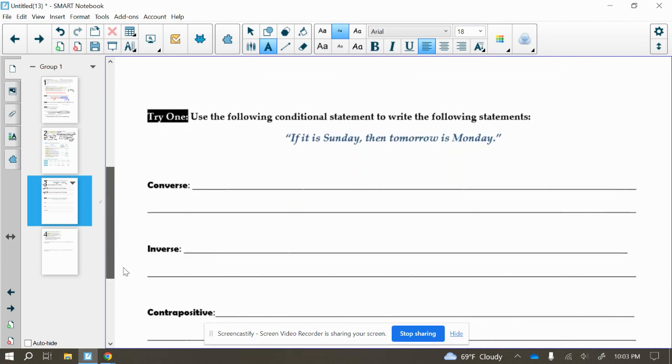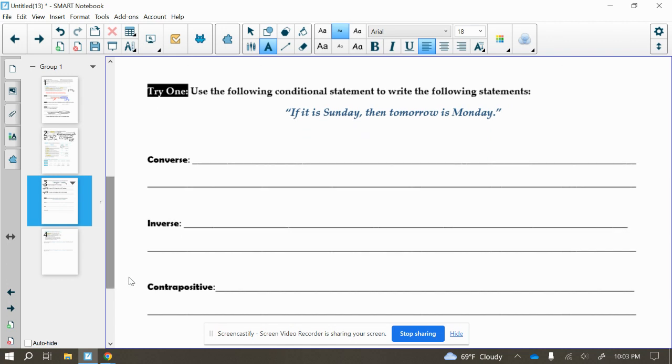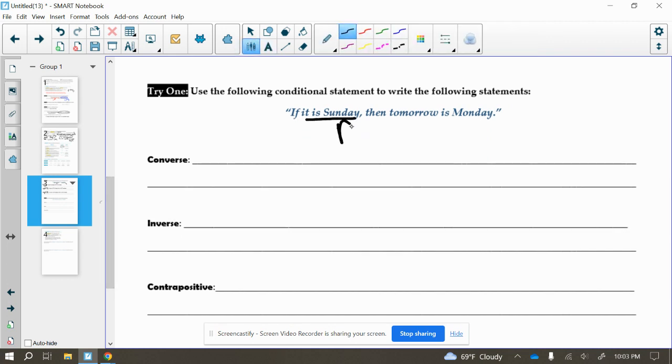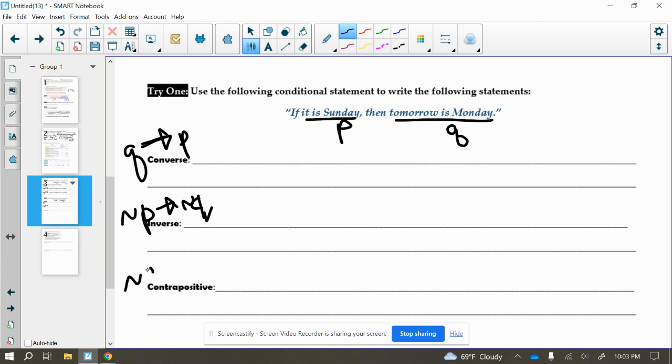Now use the next example to try on your own. Start by identifying what is our hypothesis and what is our conclusion, and then you will go through and find the converse, where we switch the order, the inverse, where we negate the original, and then our contrapositive, where we flip and we negate.